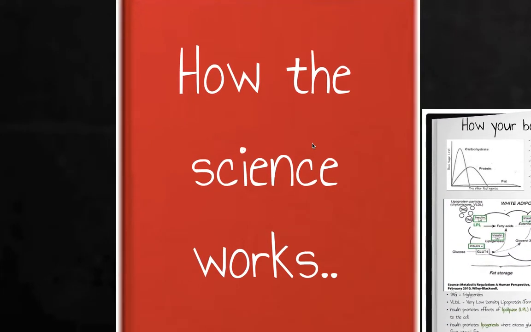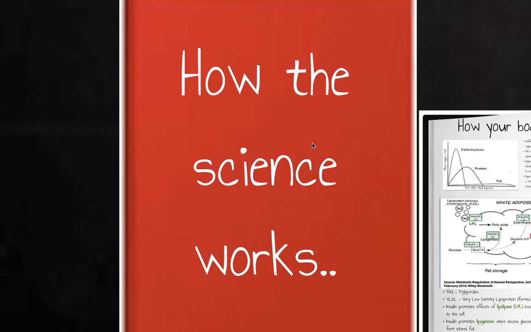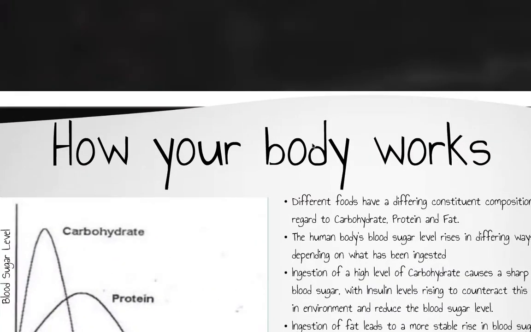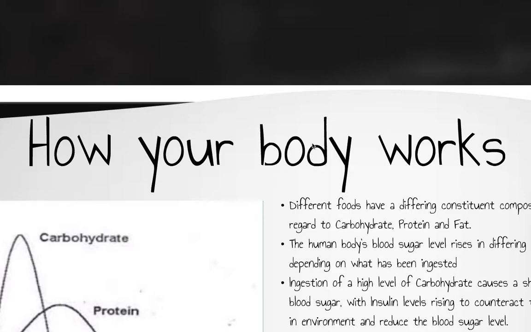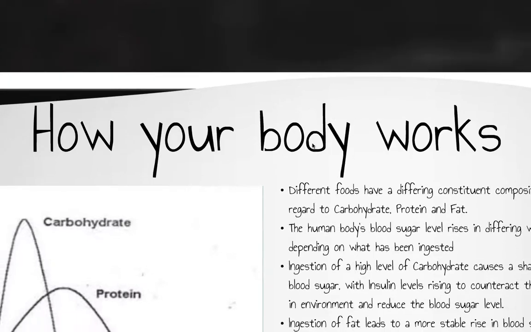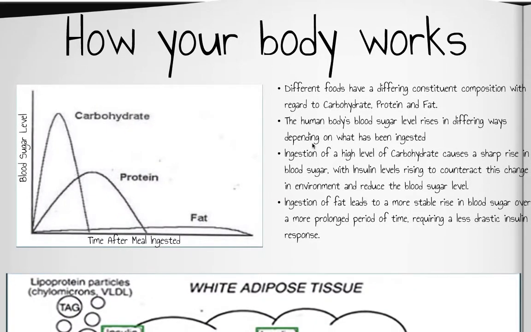How the science works. So how does your body work? You have to eat to survive and gain energy, and differing foods have a different constituent composition with regard to how much carbohydrate, how much protein and how much fat they have within them.